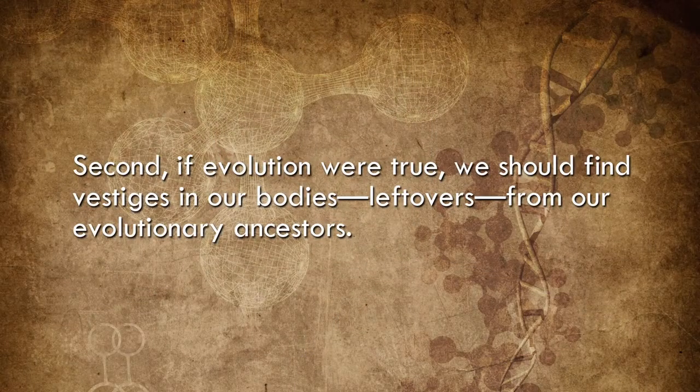Second, if evolution were true, we should find vestiges in our bodies, leftovers from our evolutionary ancestors, organs that our ancestors had and used, but which we no longer need, but still have left over in our bodies and genetic code. Evolutionists have historically admitted that such vestiges should be present, and they call such organs vestigial organs, vestiges of our evolutionary ancestry. In 1895, German anatomist Robert Wiedersheim claimed to have identified 86 human vestigial organs.